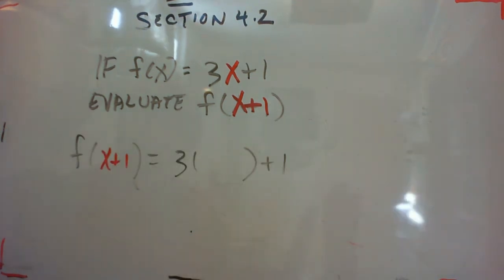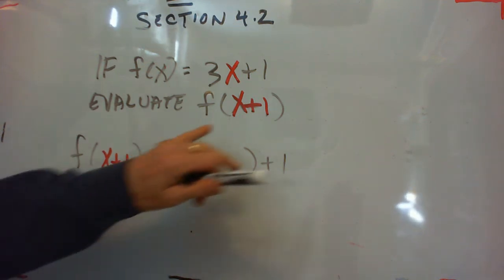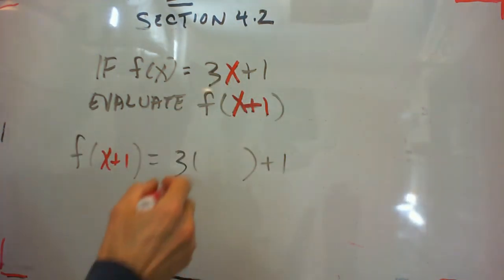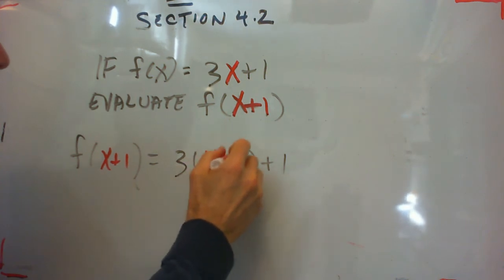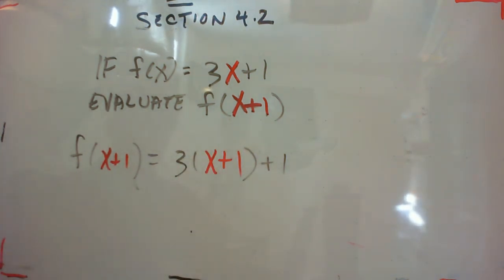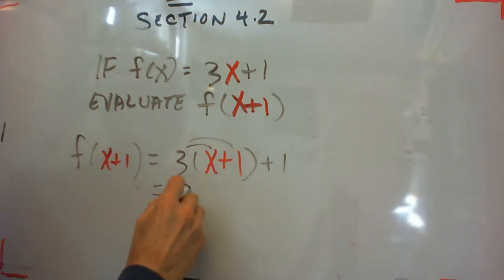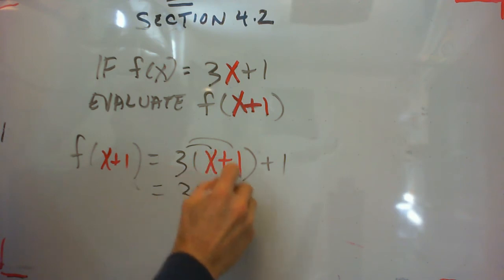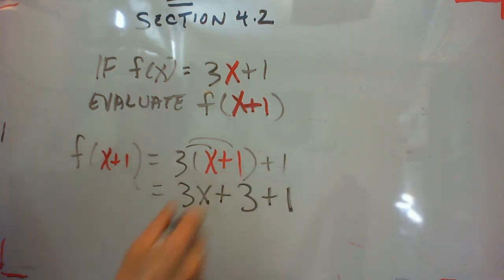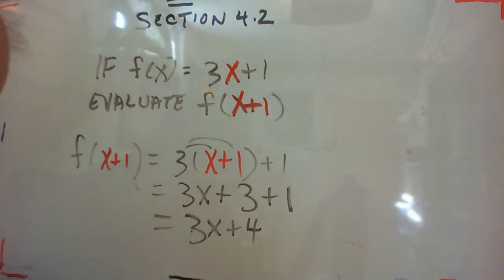Okay, like the last example, we plug the x plus 1 in for the x, and we get 3 times the quantity x plus 1, added to 1. Use the distributive property: 3 times x plus 3 times 1, and that simplifies to 3x plus 4.